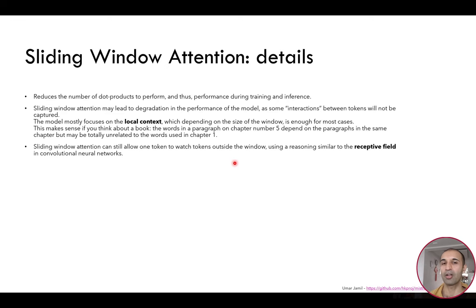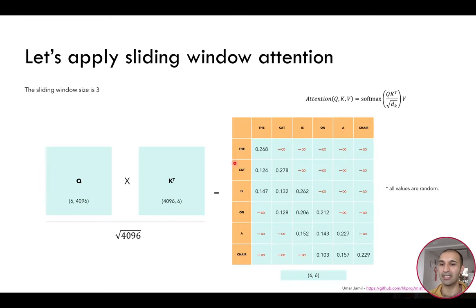Sliding window attention, however, may lead to degradation of the performance of the model, because as you can see here, the word chair and the word the are not related to each other anymore, right? So the information will not be conveyed from the word the to the word chair. The word chair will only be related to other tokens that belong to the local context of this particular token, so only the tokens that are inside this sliding window.